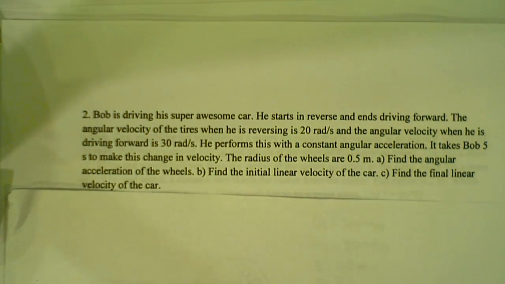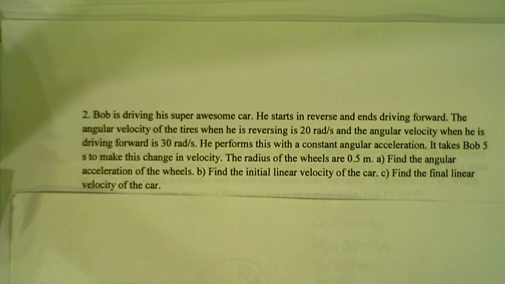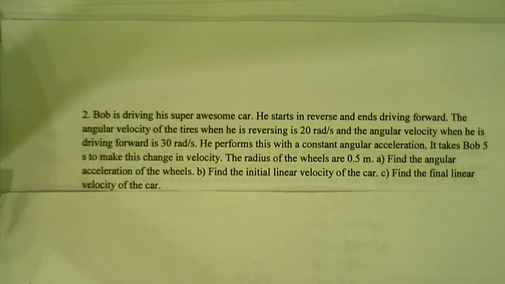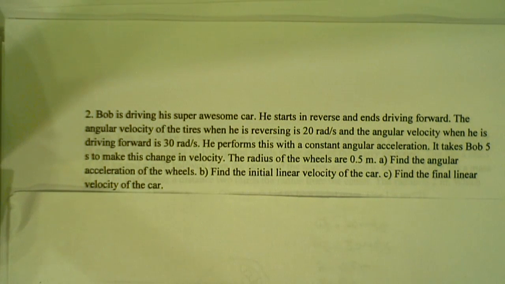Bob is driving his super awesome car. He starts in reverse and ends driving forward. The angular velocity of the tires when he is reversing is 20 radians per second, and the angular velocity when he is driving forward is 30 radians per second. He performs this with a constant angular acceleration. It takes Bob 5 seconds to make this change in velocity. The radius of the wheels is 0.5 meters, and then we have 3 questions. Find the angular acceleration of the wheels, find the initial linear velocity of the car, and find the final linear velocity of the car.